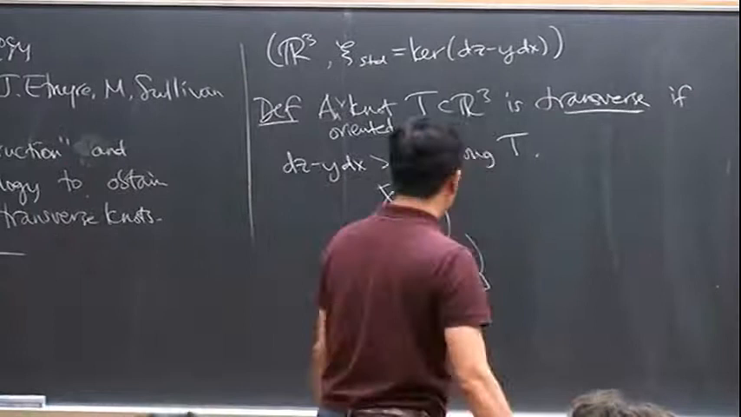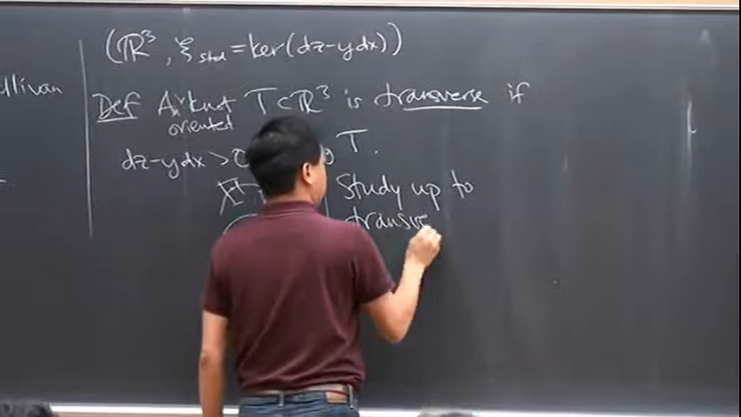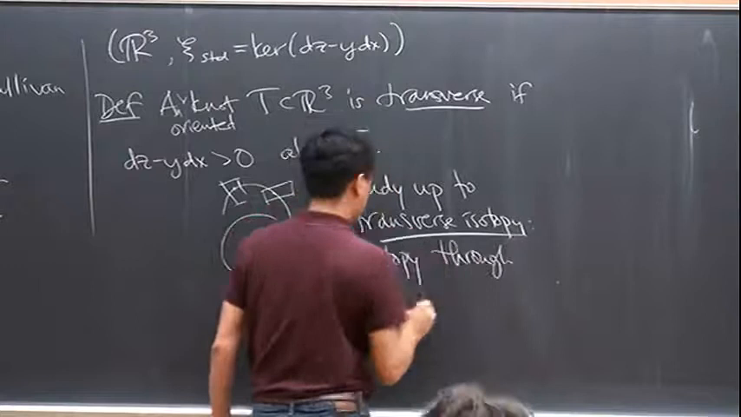And we want to study these things up to what's called transverse isotopy. This is just the usual isotopy, but through transverse knots.